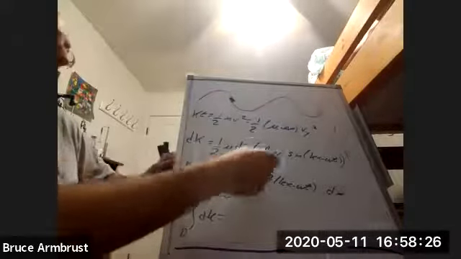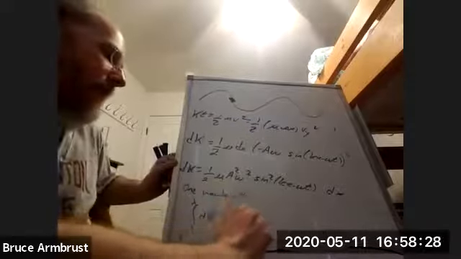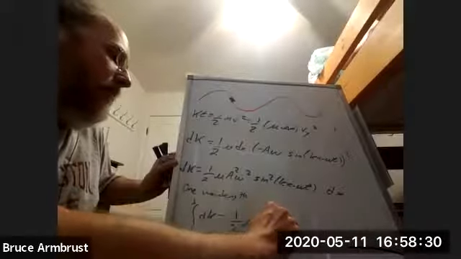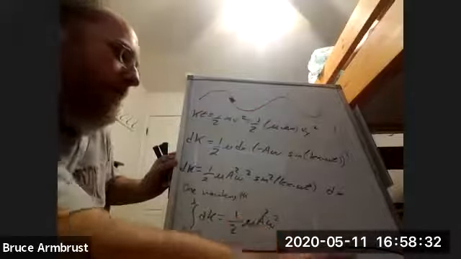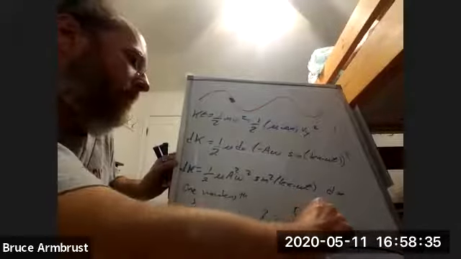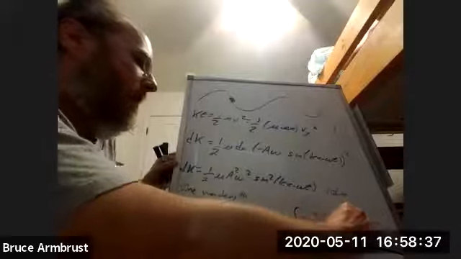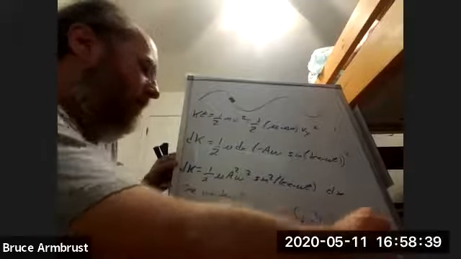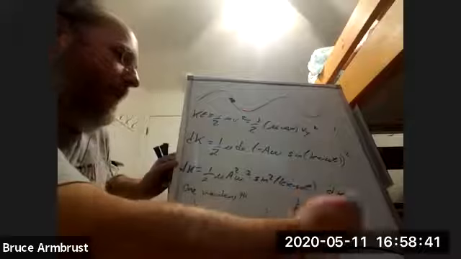Well, most of this stuff is constant. We're going to get 1/2 mu A squared omega squared. But then we need to integrate the sine squared of kx minus omega t from 0 to lambda.